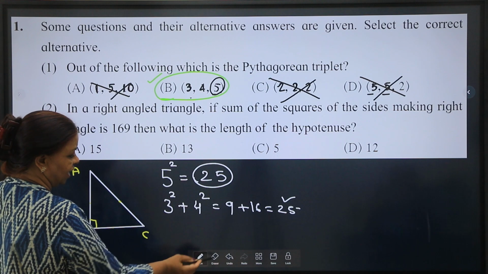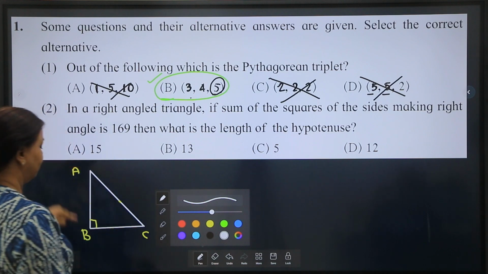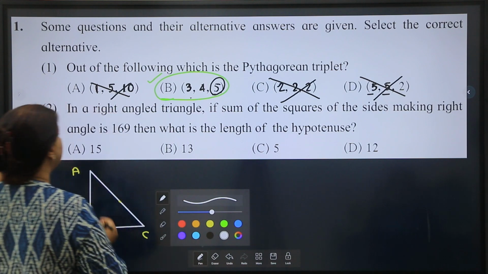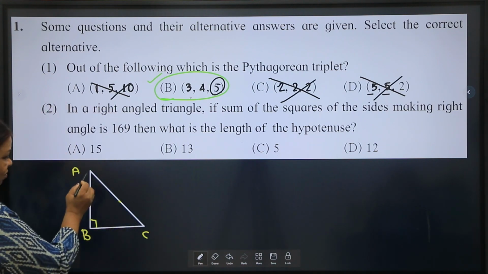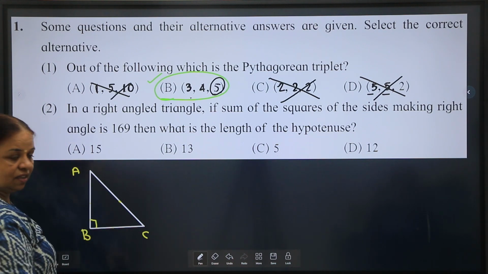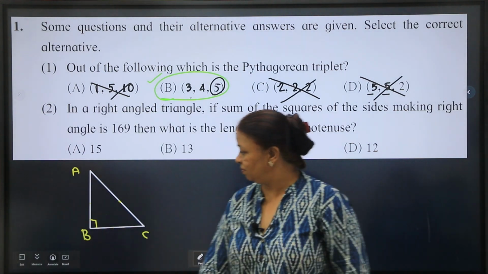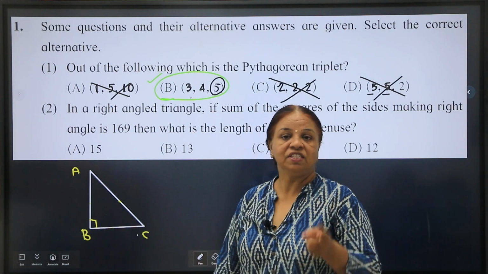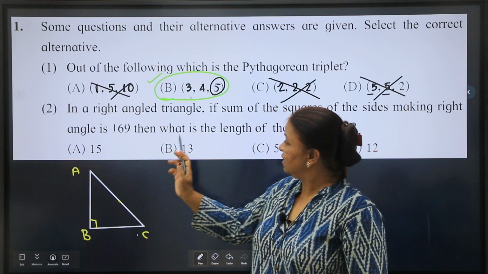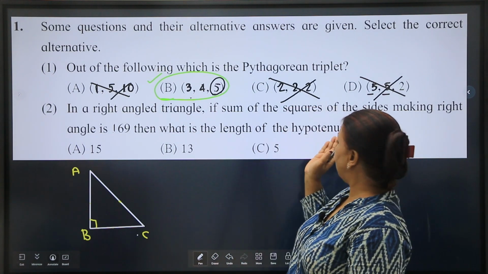The second question says, in a right angle triangle, and we already have a right angle triangle drawn here: if the sum of the squares of the sides making the right angle is 169. Now which are the sides which are making the right angle? Here we can see AB and BC are the two sides making the right angle. It is already given that the sum of the squares of the sides making the right angle is 169. Then what is the length of the hypotenuse?